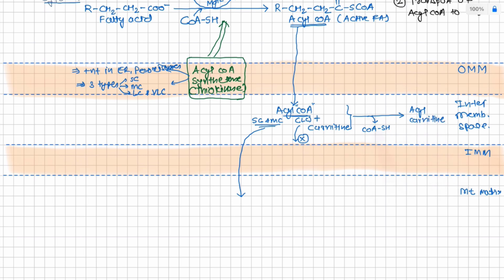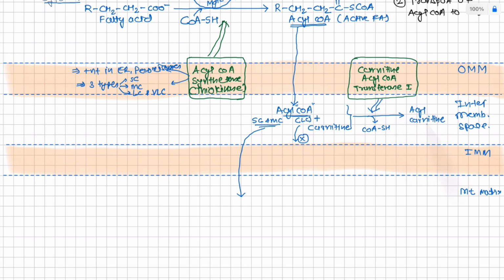Now this reaction is catalyzed by an enzyme, and this enzyme is present in the outer mitochondrial membrane. The name of this enzyme is carnitine acyl coenzyme A transferase 1, or carnitine acyl CoA transferase 1, and this is also an outer mitochondrial membrane protein. It is protruding on both sides, on the outer leaflet as well as the inner leaflet of the outer mitochondrial membrane, and this particular enzyme catalyzes this reaction.